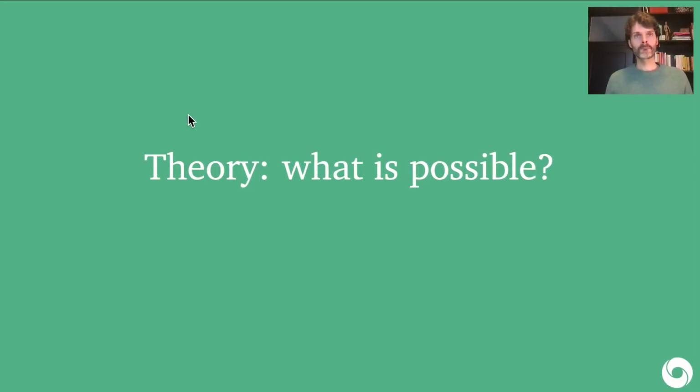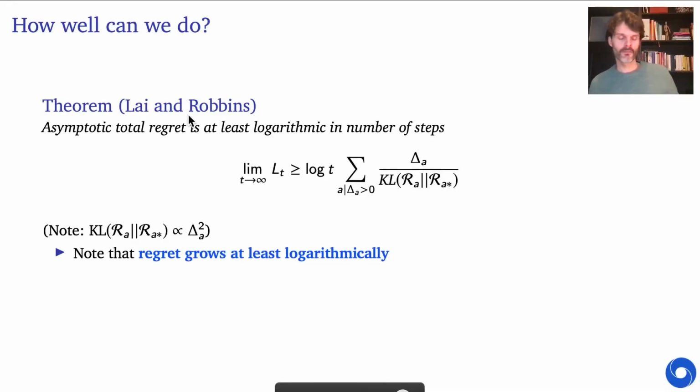So we're going to discuss this theorem first, which is a very general theorem by Lai and Robbins. It's a somewhat older result. There are a couple of things that are interesting about this theorem, but the first one is to note that this is a statement about any algorithm. So this is more of a statement about the problem than it is about an algorithm.